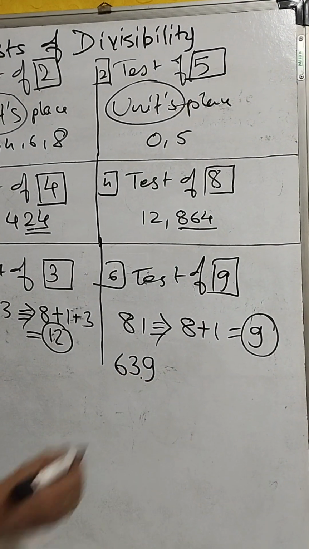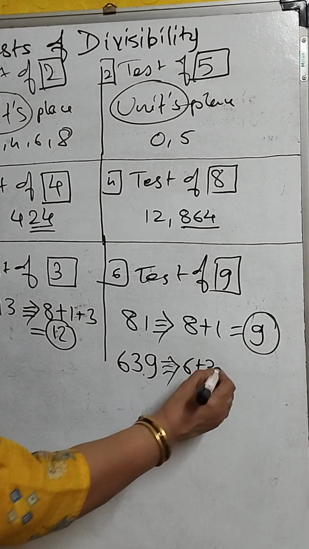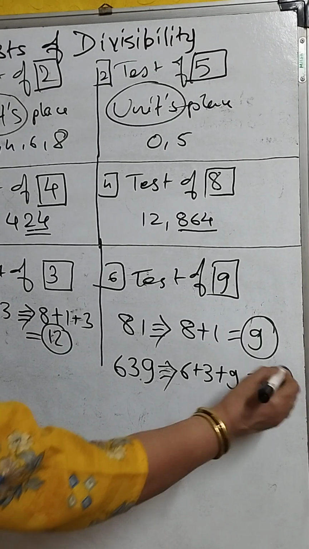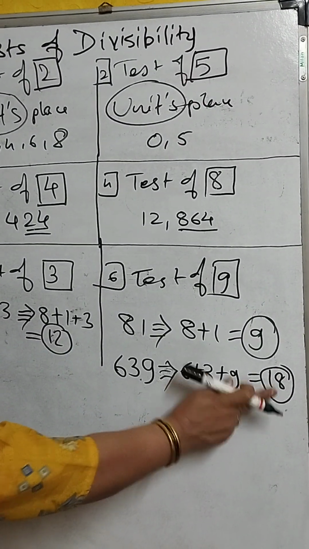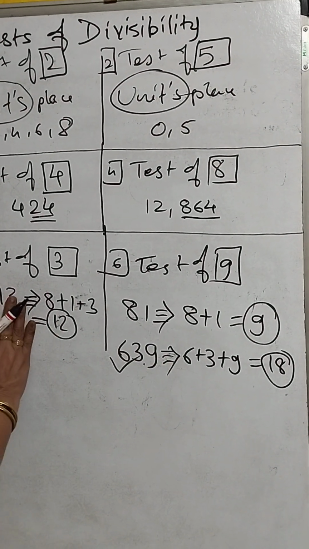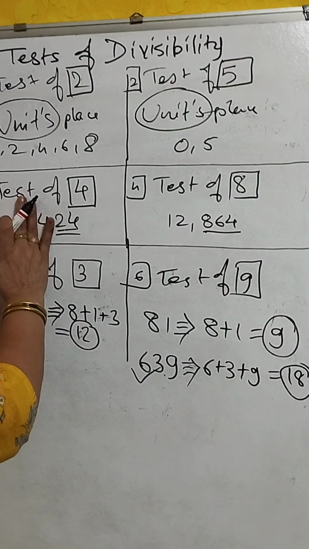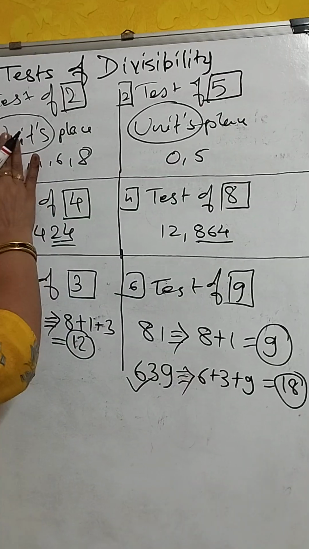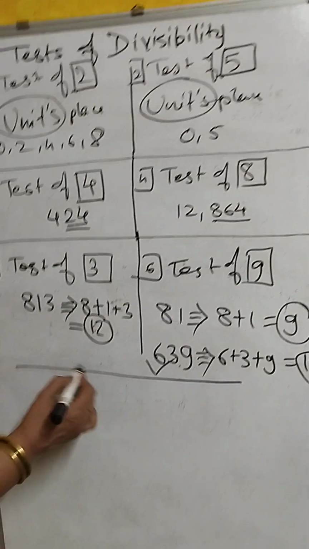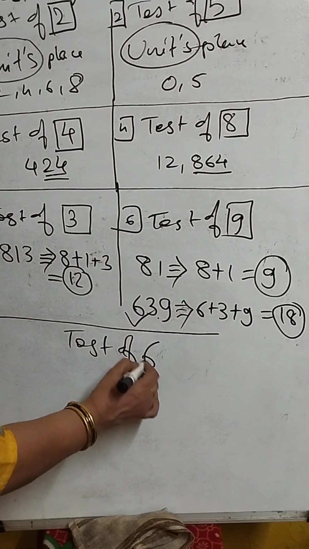Suppose one more example, 639. What is the total of the digits? 6 plus 3 plus 9, total is 18. 18 is divisible by 9. So this number is divisible by 9. So comparatively, test of 3, test of 9, test of 4, test of 8, test of 2, test of 5, and the last test I already explained, test of 6.